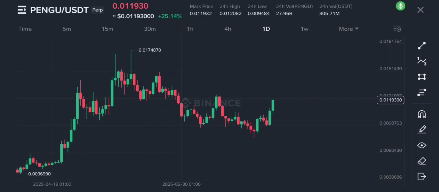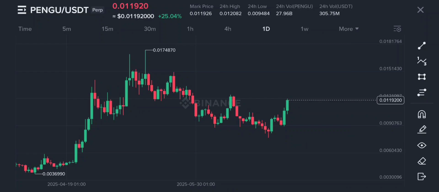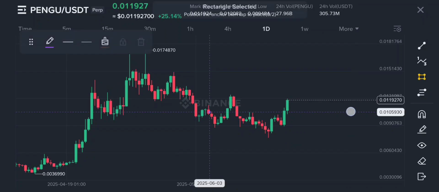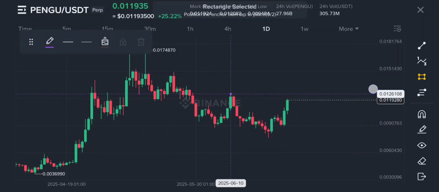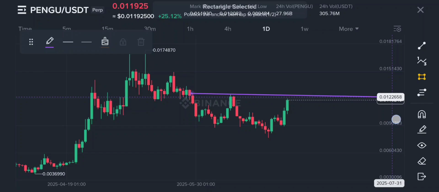All right, guys. Let's run a quick analysis on Pengu USDT. Okay, from here, let's first of all point out our areas of interest. I might mark out something here. This is the daily time frame. So this will be my first point of interest. I'll be very interested because the market is approaching this area very fast.